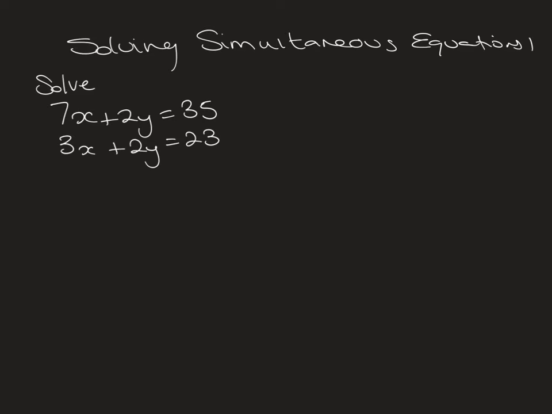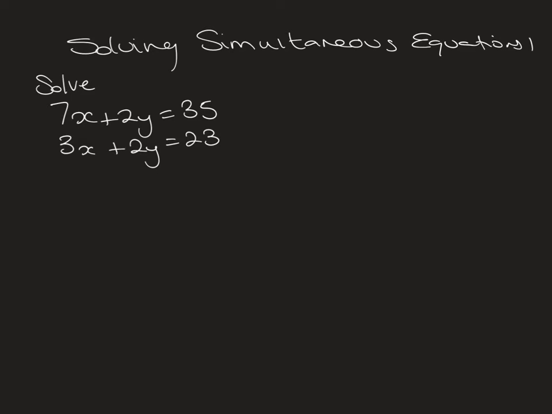In this video I'm going to go through how to solve a simultaneous equation where one of the variables has the same coefficient. And by that, my variables are the x's and the y's. The coefficients are the values in front of them, the number that they've been multiplied by. So looking at this pair of simultaneous equations, they both have 2y in them. And that means I don't have to do anything to change that before I can start solving them.